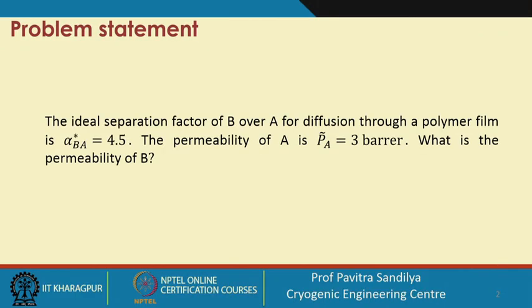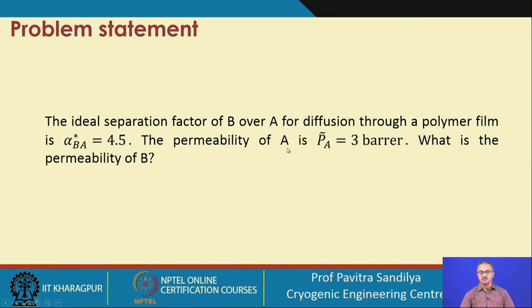In this problem, we have to separate two components A and B, and we are given the ideal separation factor alpha BA as 4.5. The permeability of component A is given as 3 barrer, and we have been asked to determine the permeability of component B.